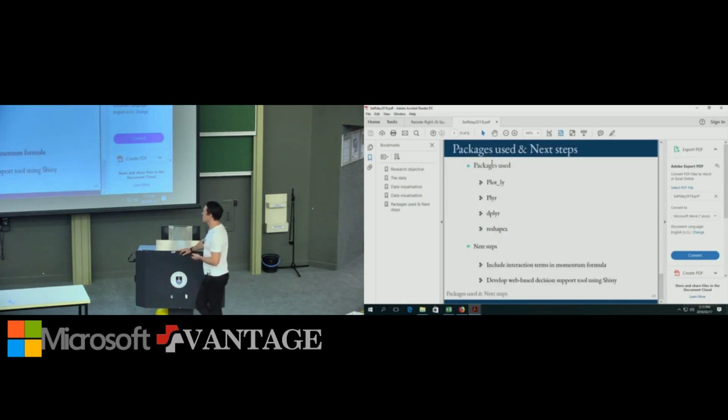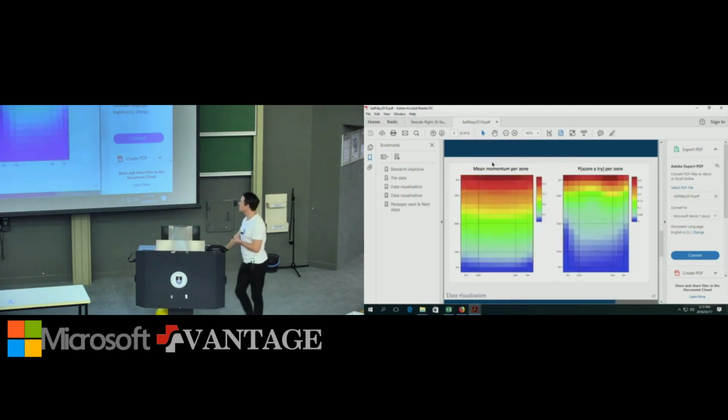But there is more work to be done. One of the next steps is to include some more interaction terms between these covariates and the momentum formula, and the step after that is to use RShiny to develop a web-based decision support tool, which will include these visualizations and other things to help support strategic decision making. Thank you.